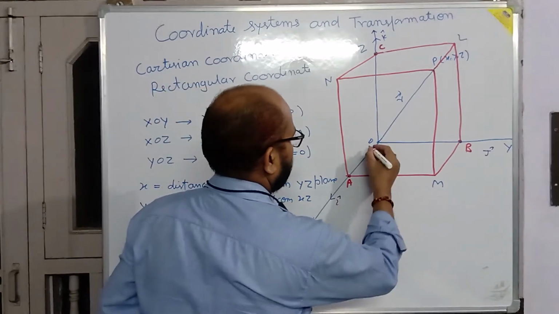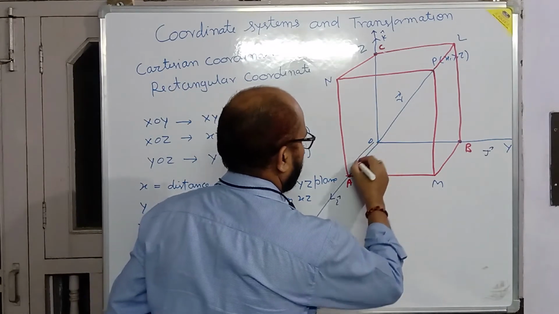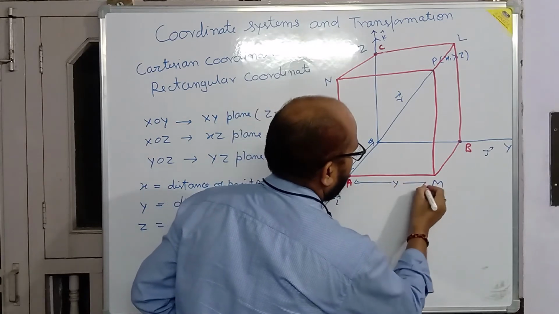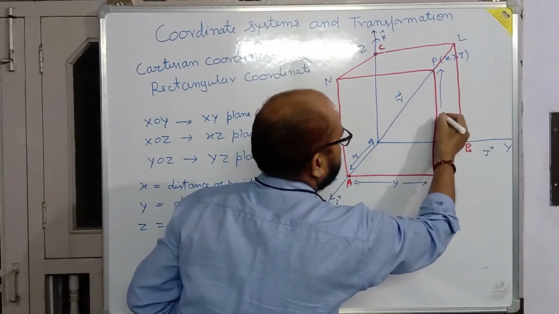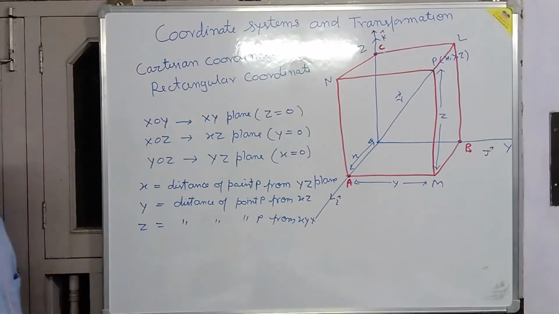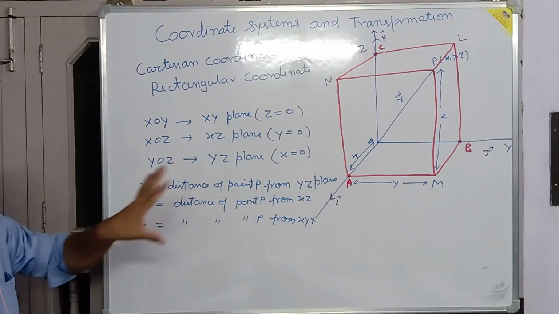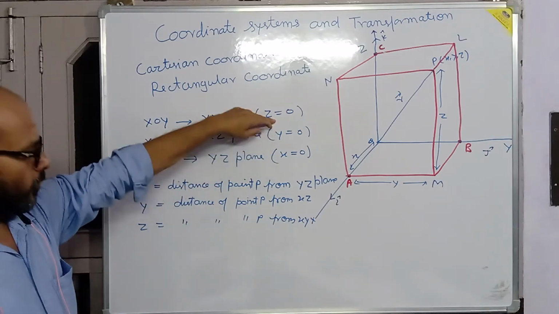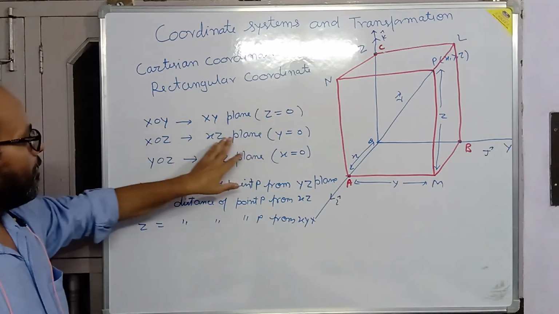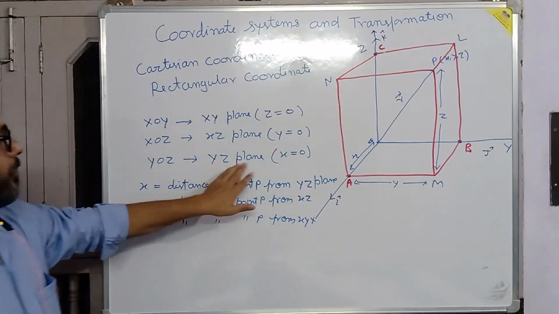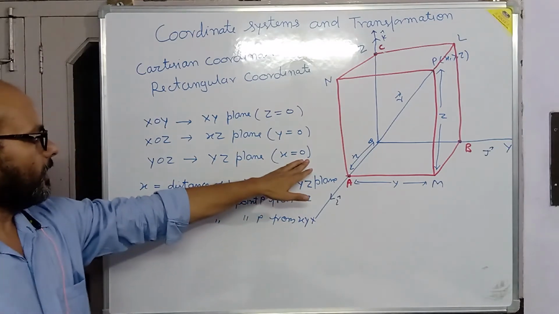Okay, that is, this distance is X, this distance is Y, this distance is Z, right? So every point, keep in the mind, every point in the XY plane, Z equal to 0. Every point in the XZ plane, Y coordinate 0. Every point in the YZ plane, X equal to 0, right?